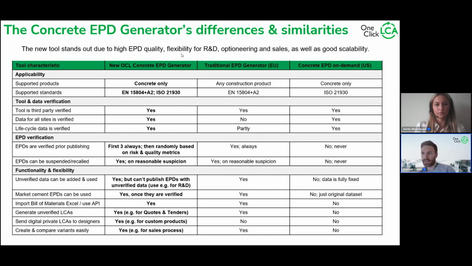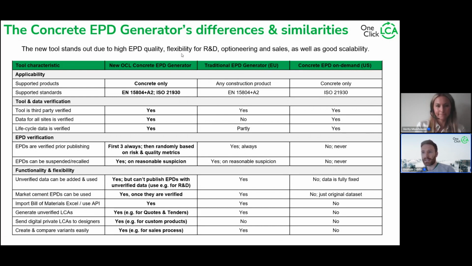When it comes to the verification of the EPDs, the first 3 EPDs that you create with the tool are always verified fully and manually by an approved verifier. After that, the EPDs are automatically approved, so it's a much faster process. As soon as you submit it, it automatically has approval. There is the possibility to suspend or recall EPDs. If it raises a certain flag, then it is possible that an EPD can be recalled. But otherwise, if everything is in good order, then they're automatically published.